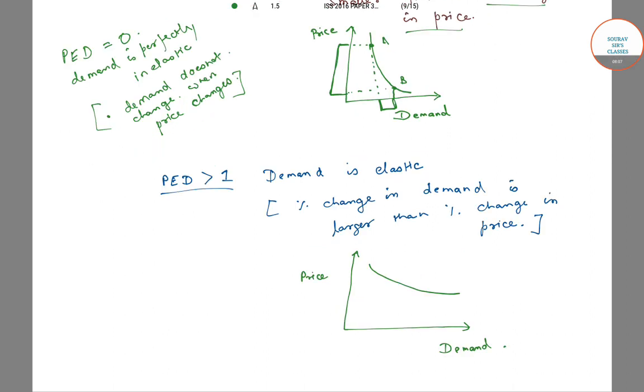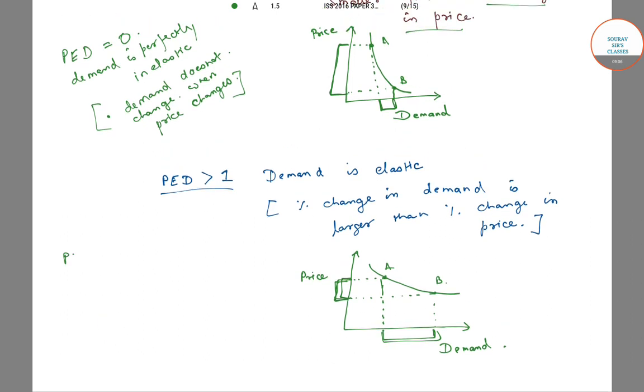Now if we have this demand price curve like this, and we take 2 points, suppose we take this point as A and this as B, here we can see that this is the percentage change in demand, and this part is the change in price. As we can see, the change in demand is larger than the change in price. So here our demand is elastic. So when our price elasticity of demand is greater than 1, that means that the demand is elastic, that is the percentage change in demand is larger than the percentage change in price.